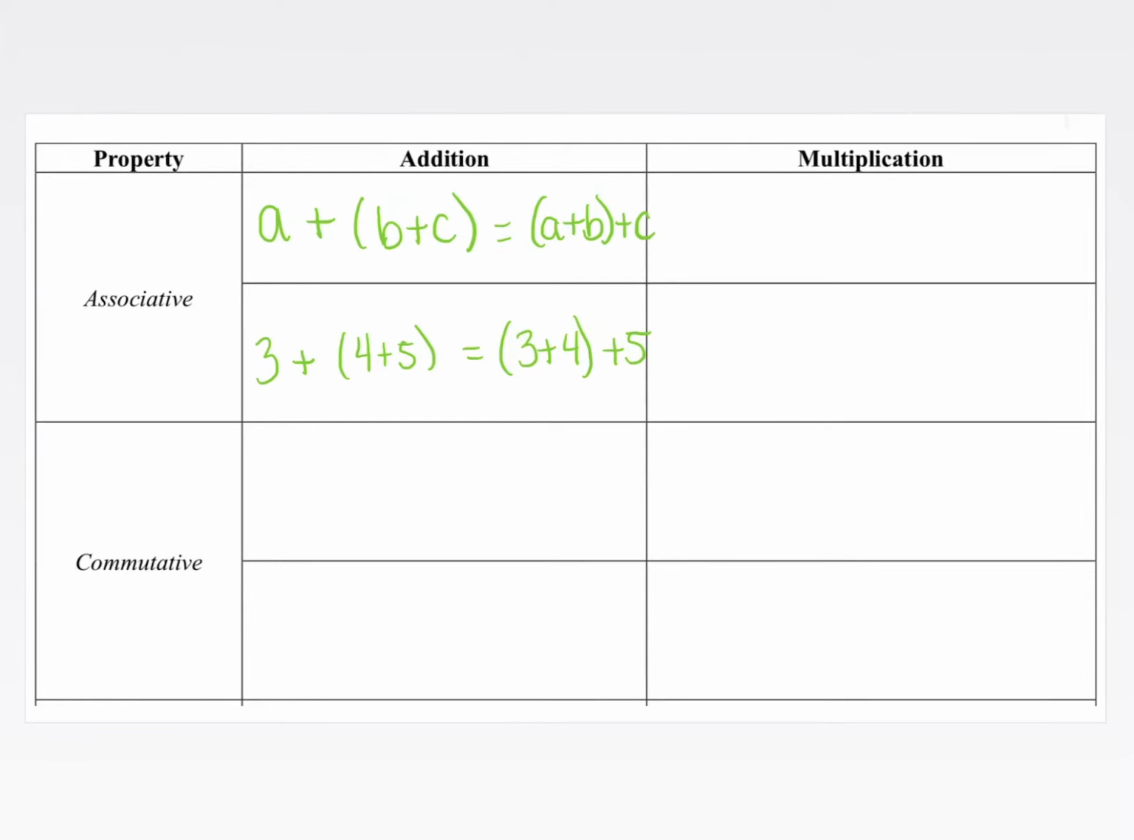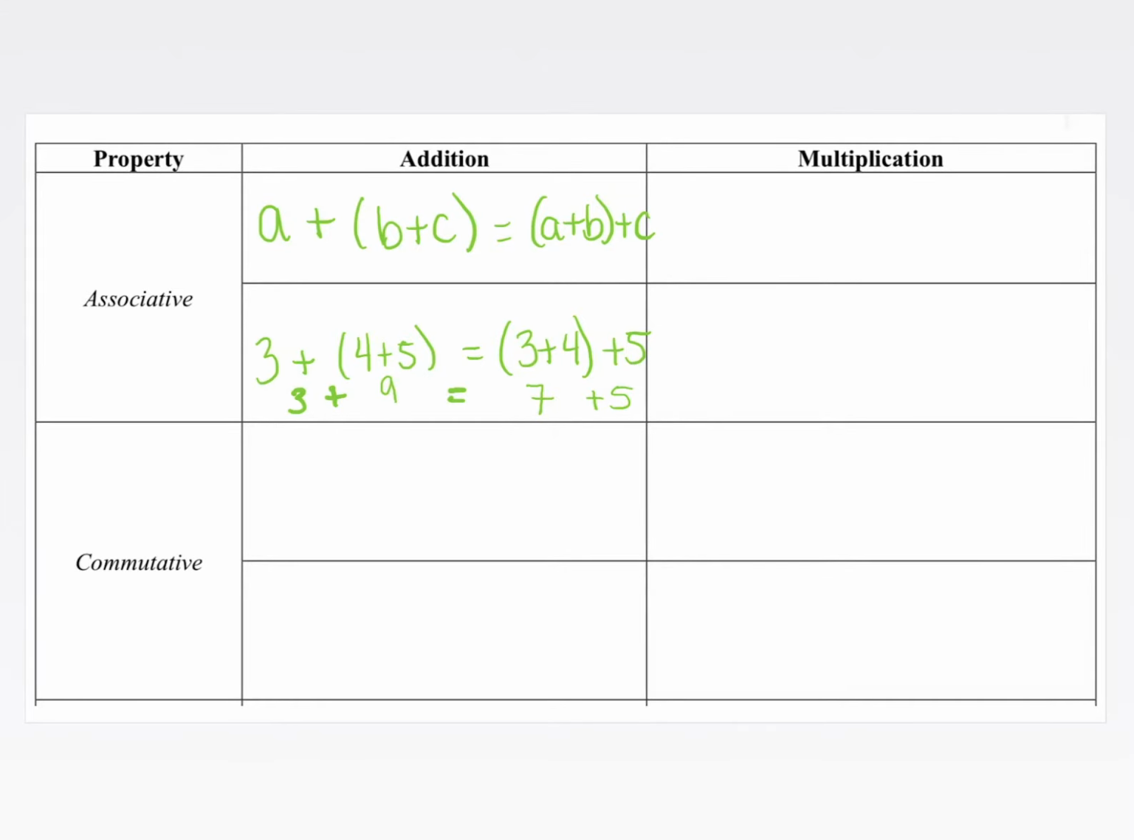And we can think about that with PEMDAS. We would simplify in our parentheses first. 4 plus 5 gives us 9. Then add that 3, we get 12. And on the other side, we have 3 plus 4 gives us 7. 7 plus 5 also gives us 12, so it's equivalent.